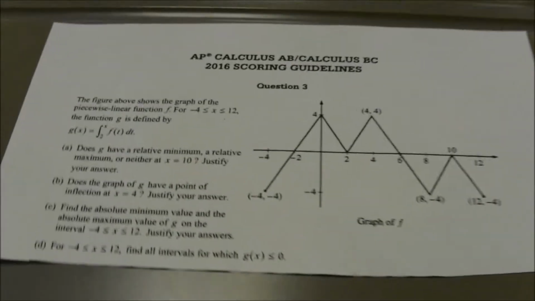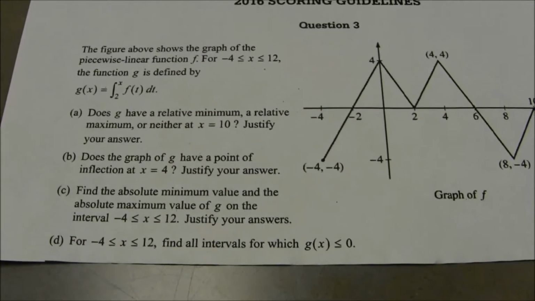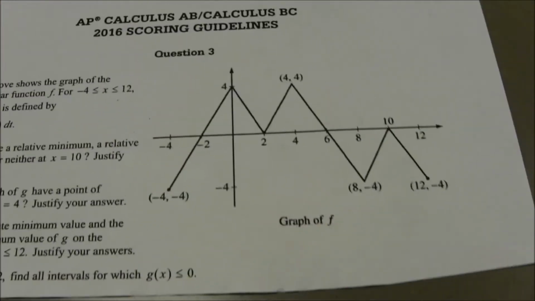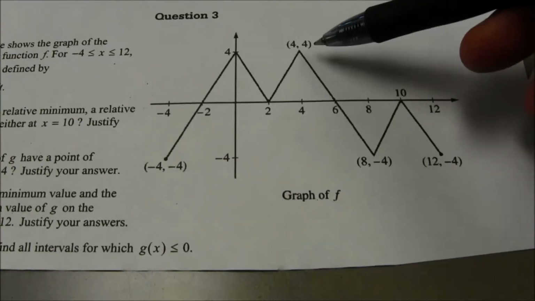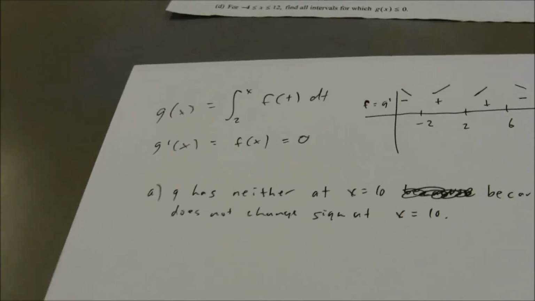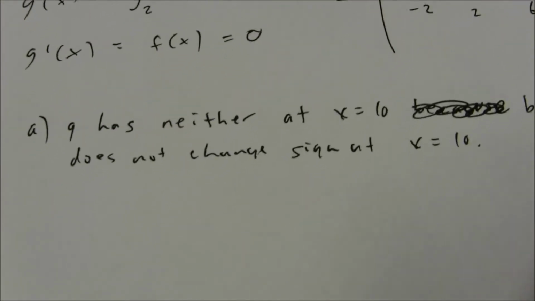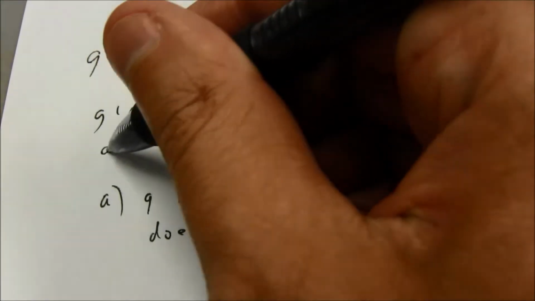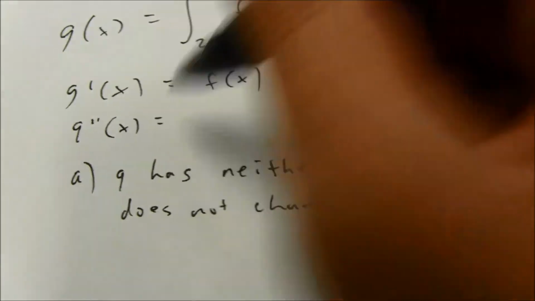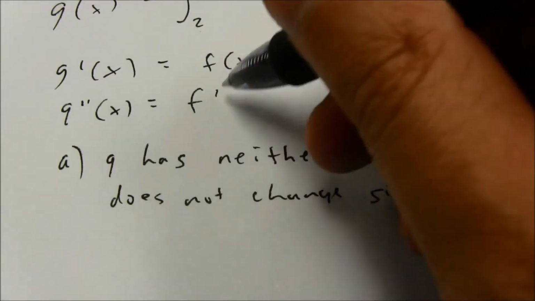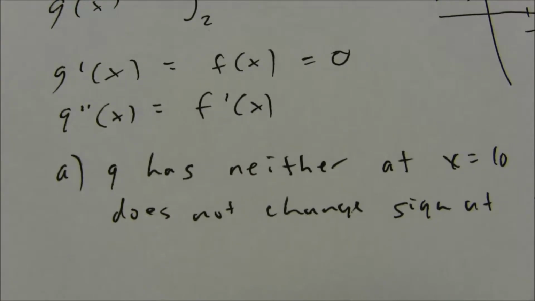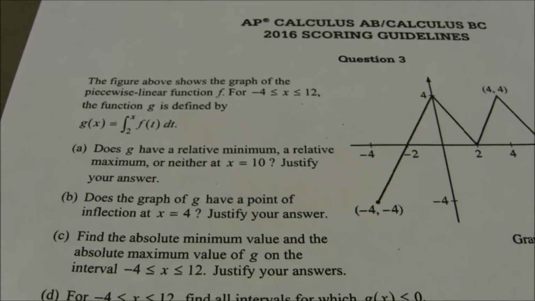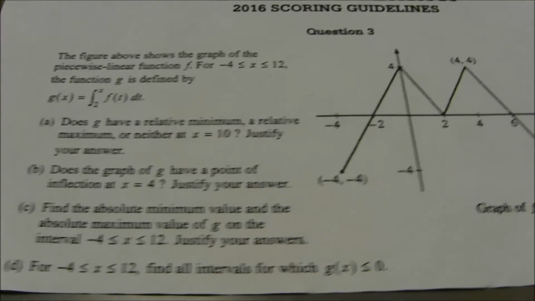Part B asks me if the function has a point of inflection at x equals 4. So we're looking at this place right here. Remember, point of inflection is the second derivative. So I want to find the sign of the second derivative of function g. Okay, we go back up here. If g prime is f, to find the second derivative, that's g double prime. And that, of course, is going to be equal to f prime. So I'm looking at values of f prime. I want the sign of f prime when x is equal to 4. Well, f prime is going to be the slope of graph f.